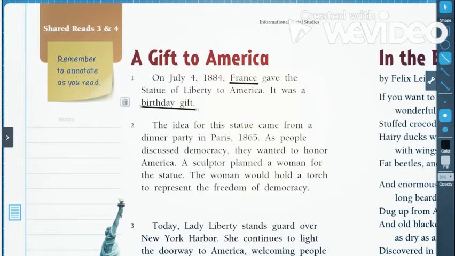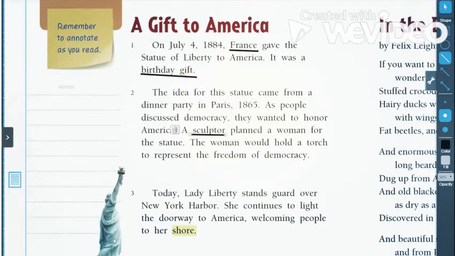Now we're going to find some more information from paragraph 2. In paragraph 2, the question is, how did the artist show the idea of freedom? The artist in this text is a sculptor. That's someone who makes statues. The sculptor made this. That's the kind of artist that she is. How did she show the idea of freedom? What does the Statue of Liberty have that shows freedom? Well, if you're reading carefully, it says the woman would hold a torch to represent the freedom of democracy.